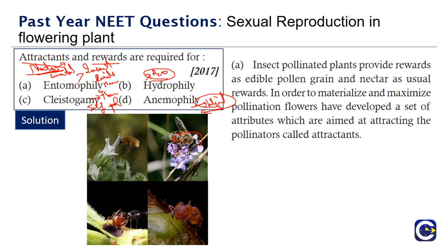Insect pollinated plants provide rewards such as edible pollen grain and nectar as usual rewards. In order to materialize and maximize the pollination, flowers have developed a set of attributes which are aimed at attracting the pollinators, called attractants. So moving on to the next question.